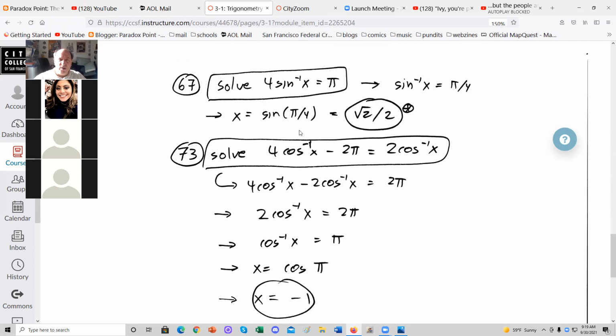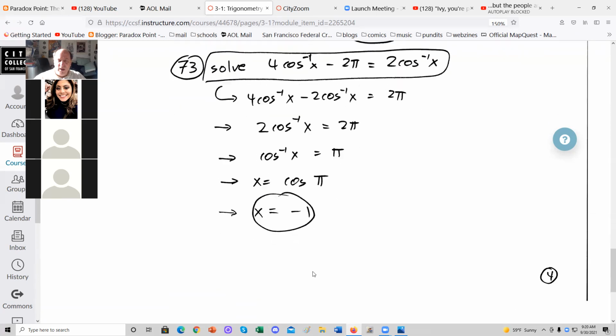Here it's 4 arc cosine x minus 2 pi equals 2 arc cosine x. All right, the trick here is to subtract 2 arc cosine x and add 2 pi to both sides. 4 arc cosine x minus 2 arc cosine x equals 2 pi. Left side simplifies to 2 arc cosine x equals 2 pi. Divide by 2, arc cosine x equals pi. You can take cosine of both sides and it inverts to an x here, to cosine pi here. So x equals cosine pi, or negative 1.